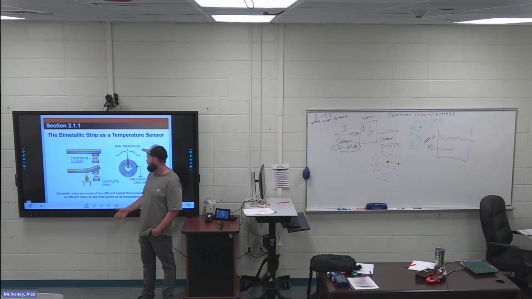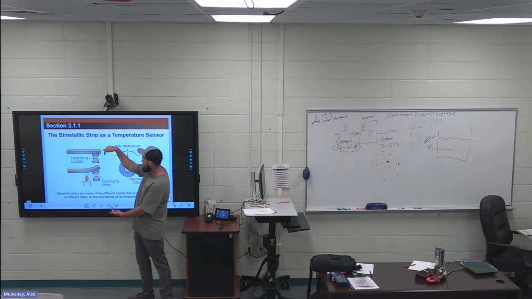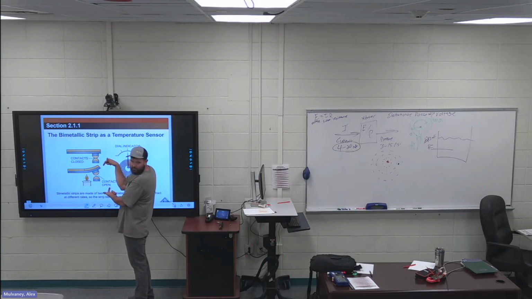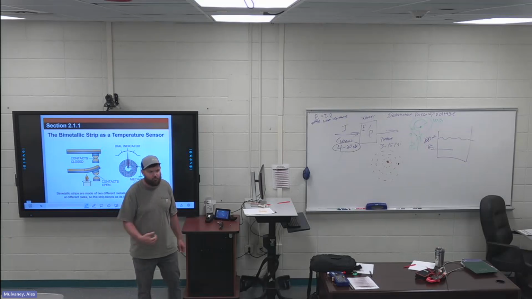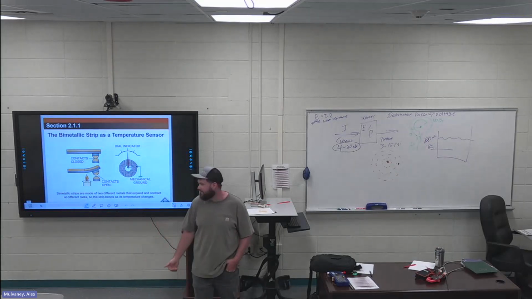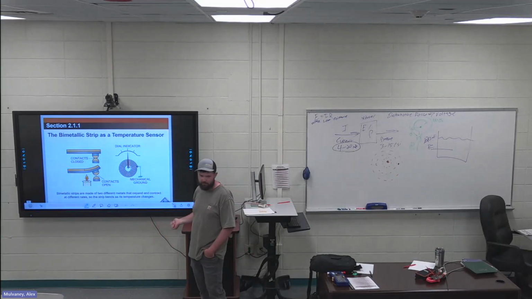So this could be anything. This could be contacts to start up a heater element or something like that. And when you put heat close to it, it separates them so that heater element turns off. This gets cold again, it touches the contacts, that heater element turns back on. That's a very crude way of talking about it, but that is a bimetallic strip.